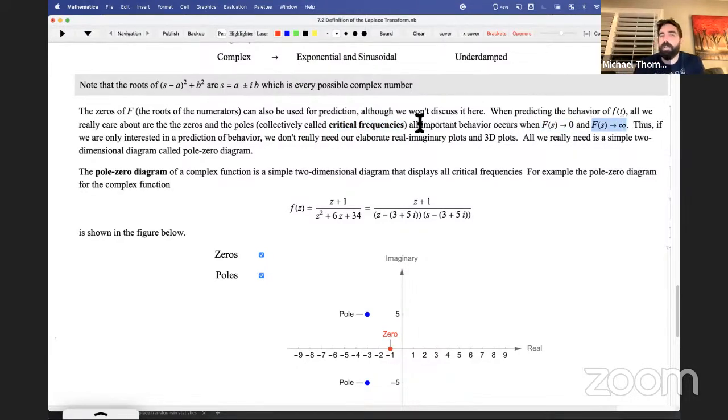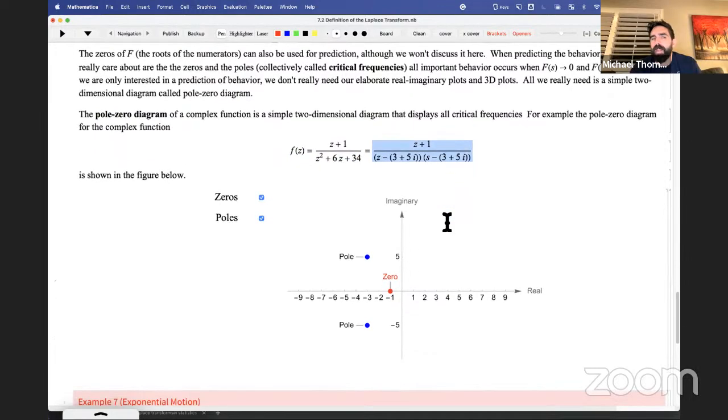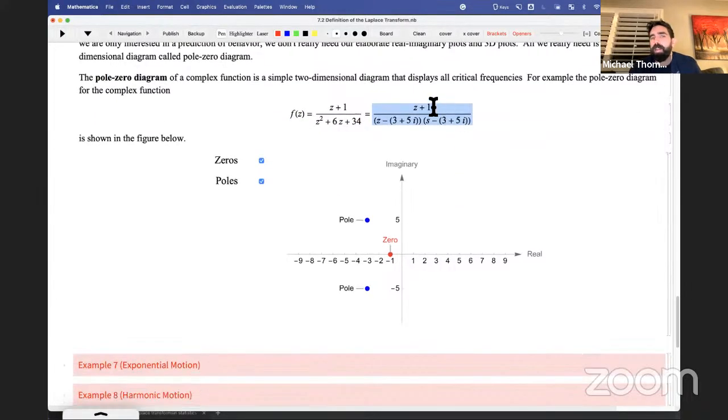So we don't really need those complicated plots. We could dumb them down into a very simple plot. It's called a pole zero diagram. If we were to take this complex function and factor the numerator and the denominator, and then graph the poles and the zeros, you can see right here in the numerator we've got a 0 when z equals -1. So we've got a zero there, right there.